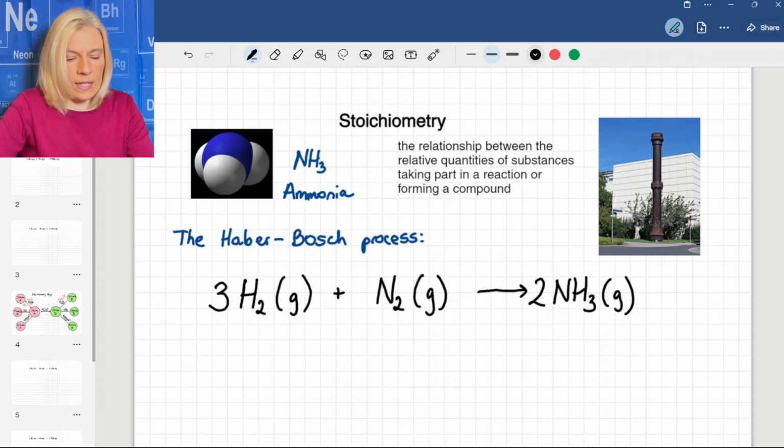Okay, a really fast review. What type of reaction is this? 2 elements forming a compound. We have a synthesis reaction. And is this redox? Yes, it is. It's a redox reaction. Okay, so let's go to some math.